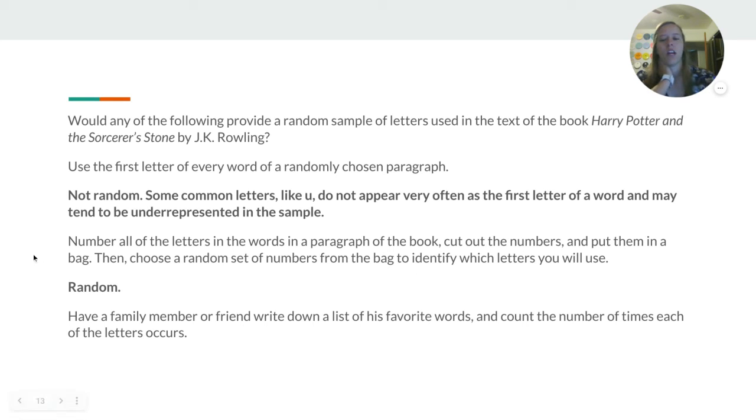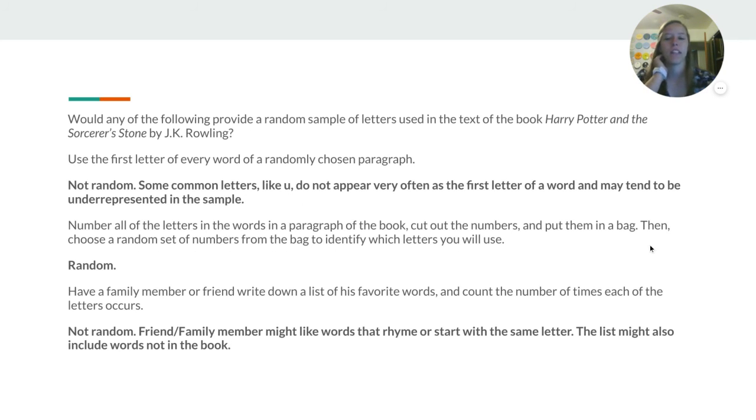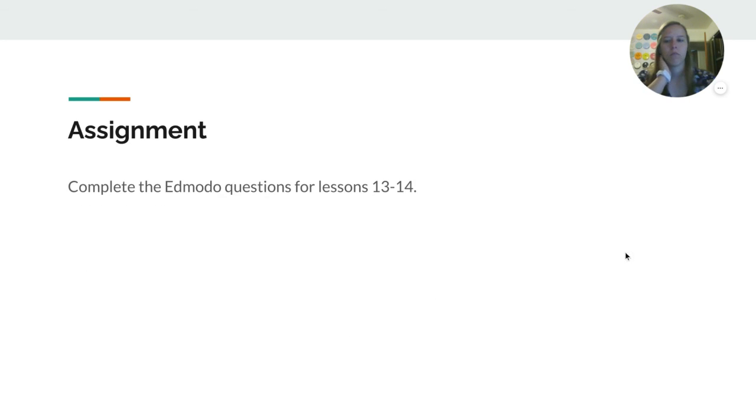Having a family member or friend write down a list of his favorite words. Count the number of times each of the letters occurs. That would not be random because they might like words that rhyme or start with the same letter. And it also might not even include books or words that are in the book. So that would not be a random sample.